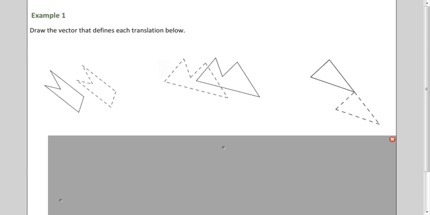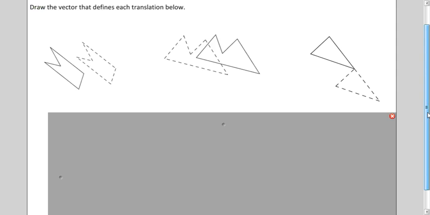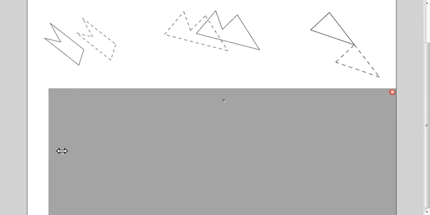So why don't you practice drawing vectors for each of the diagrams here? The pre-image is the solid one, and the image is the one with the dashed lines. So try that, and I'll show you my solutions. So here's my first one.